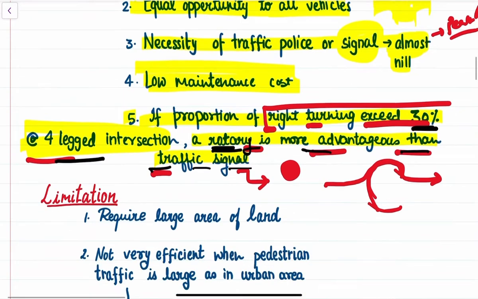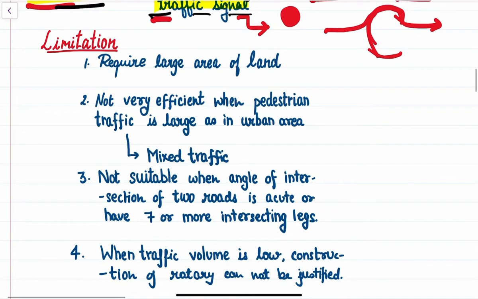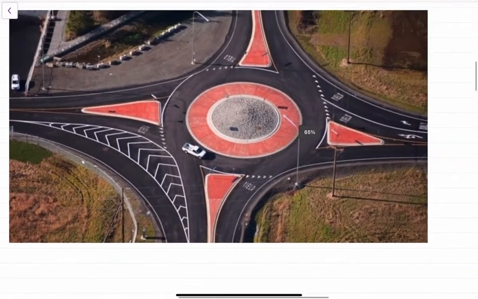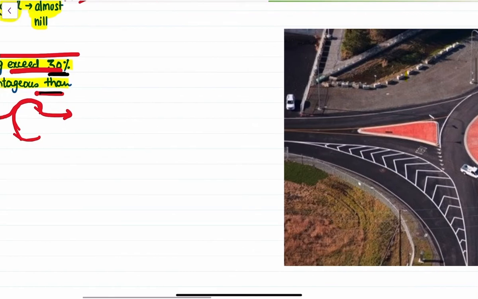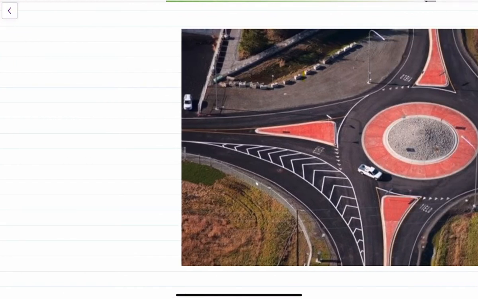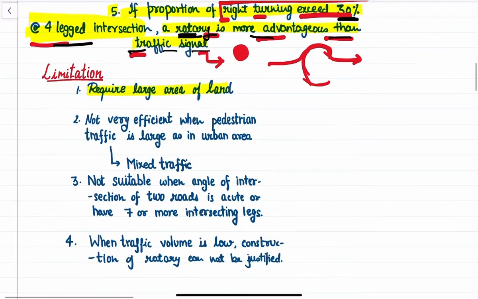All right. Now there are certain limitations also of a rotary. The first limitation is that it requires a large area of land. This is an actual image of a rotary, and you can see how much area is required for the construction of this rotary, right? So that is one limitation. Suppose we don't have that much area, then of course we have to look into some other traffic management options.